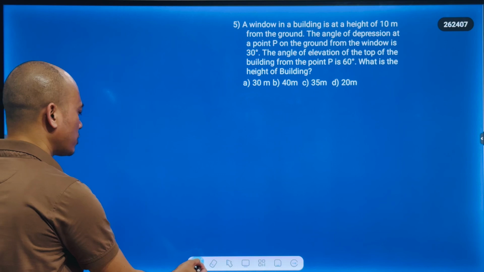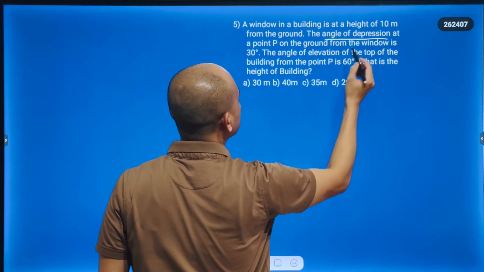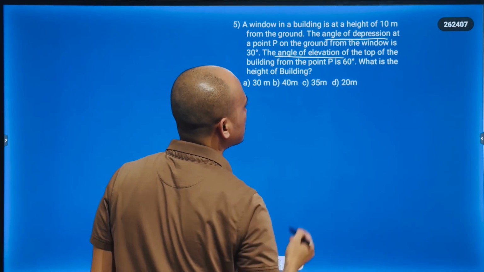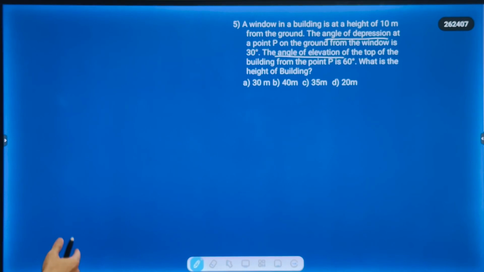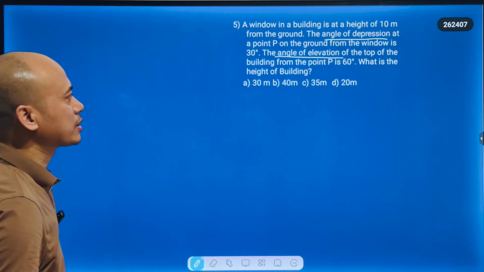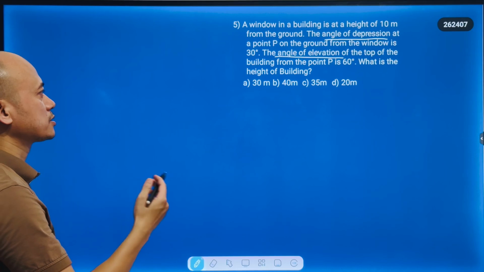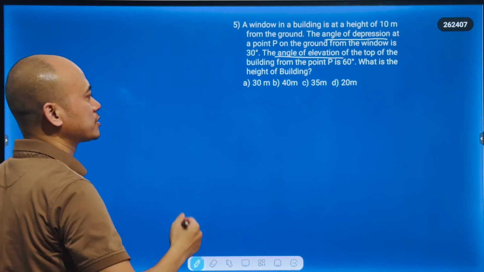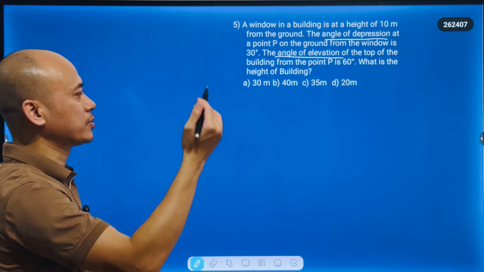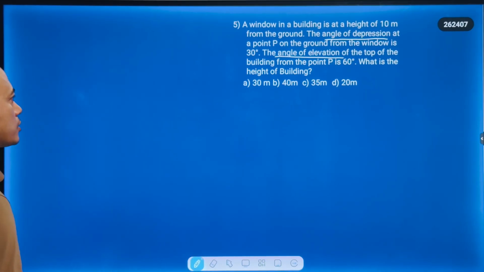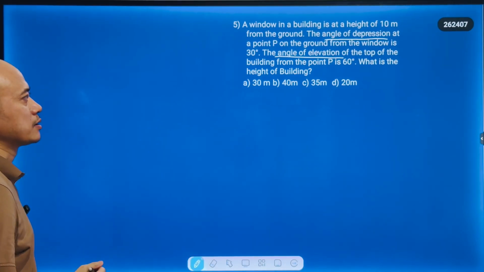So to solve this question, there are some terms we need to know: angle of depression and angle of elevation. So normally, in simple terms, what does depression mean? Depression means something which is downwards. And elevation, a lift is also called an elevator. So elevation means something moving up or moving upwards. So I'll just give a brief about what is angle of depression and angle of elevation.